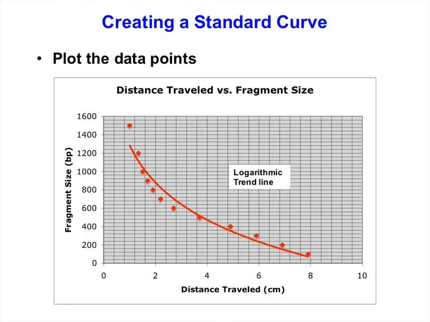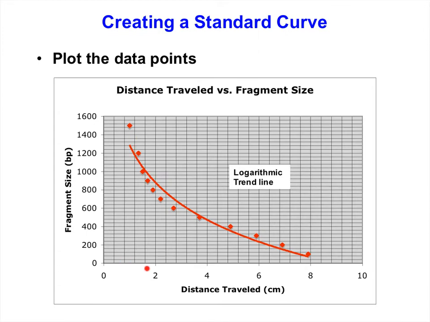If you were to plot this data on a graph where on the x-axis you have distance traveled, usually in centimeters or millimeters, and on the y-axis you have fragment size, you would get something like this. You would see that the relationship between the two is actually not linear, it's logarithmic. So we don't get a straight line from that relationship. I also want to point out that it is a negative relationship.